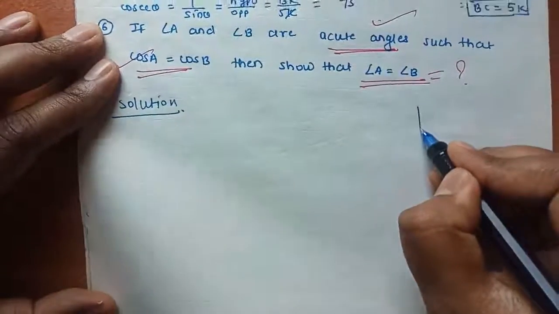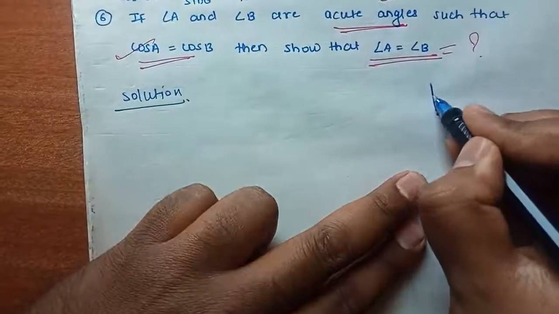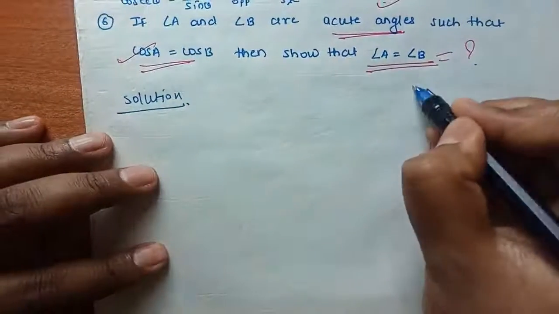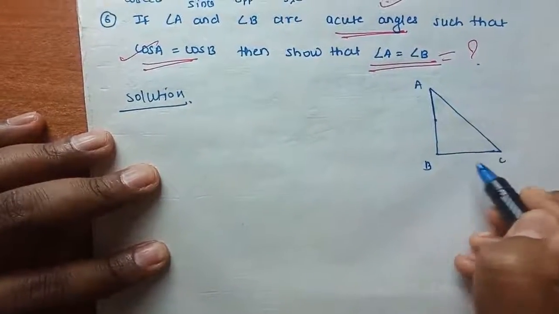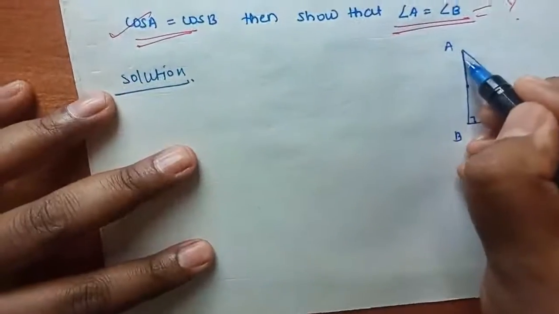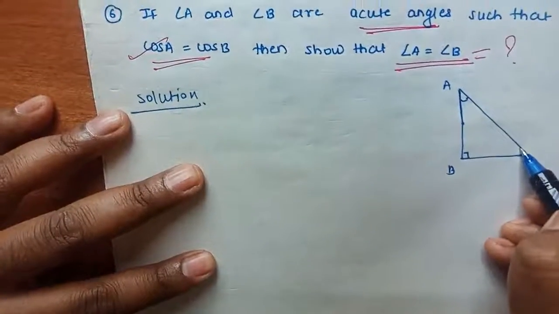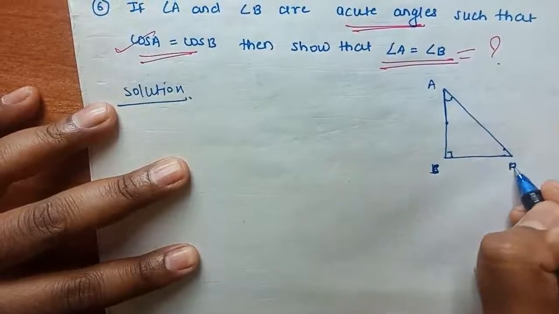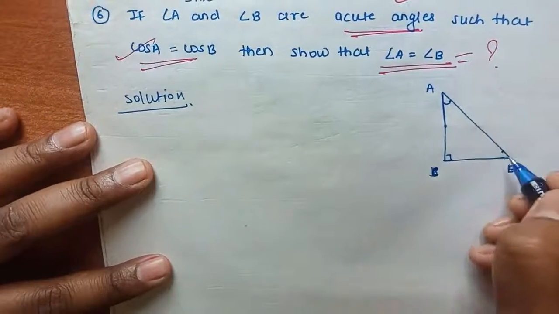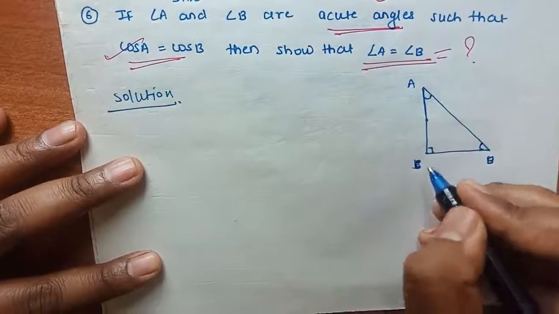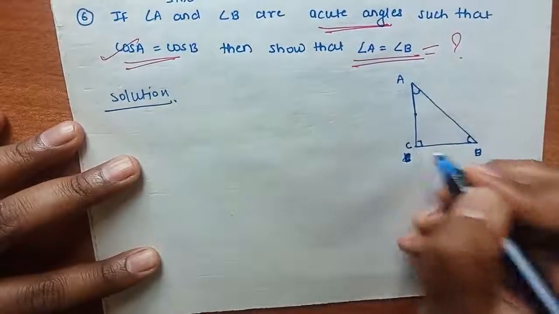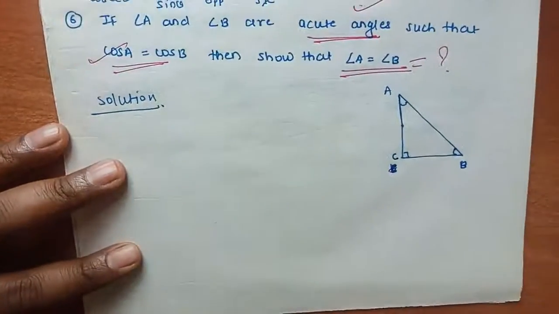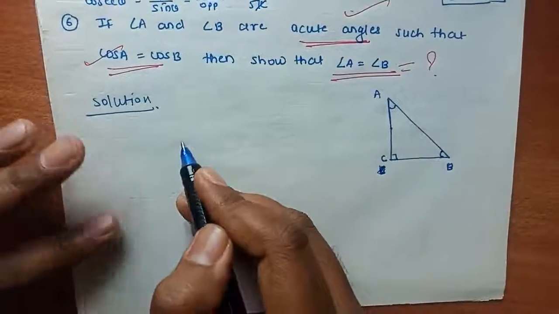Now, same way, draw the triangle. This triangle is A, B, C. Your B is 90 degrees. Angle A and angle, sorry, it should be C here because it is acute, so this should be B. So you can take this angle as A and this angle as B. This should be C here because we have to prove for A and B, not for C. So I've just drawn the triangle like this.